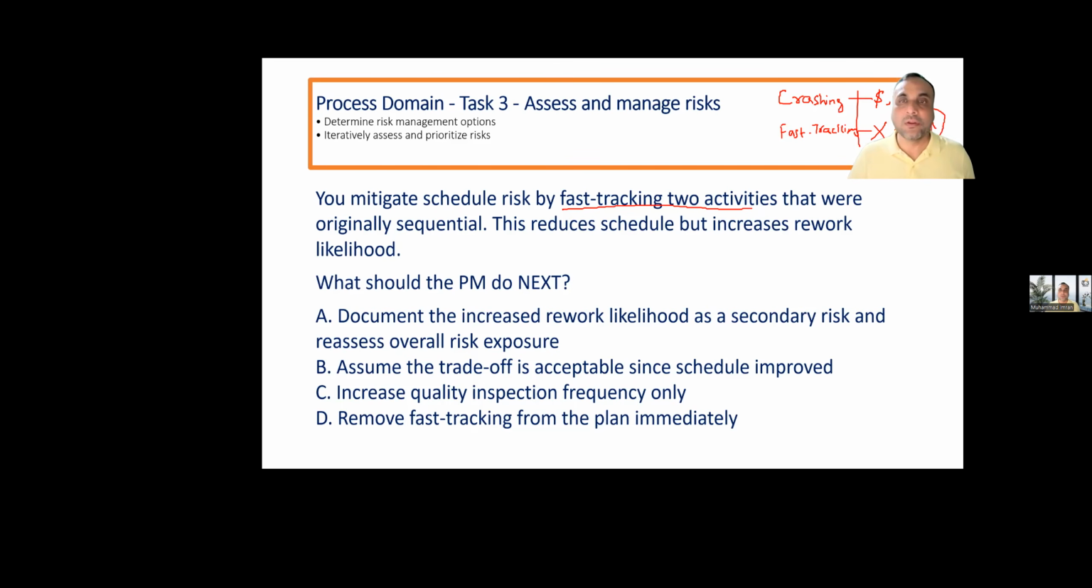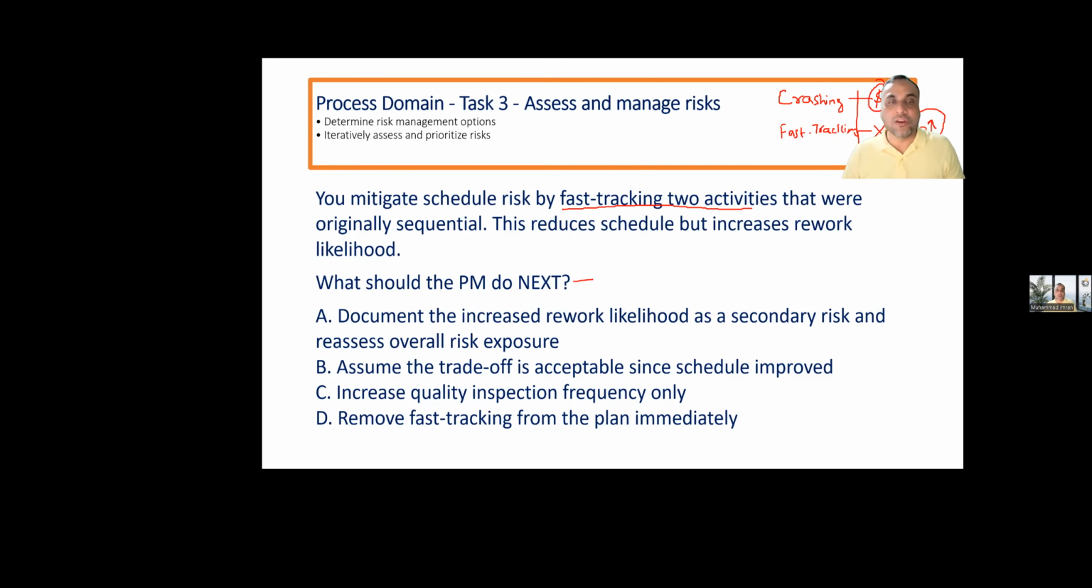So what have you added? You have added further risk to the project because you did not have resources. This reduces the schedule but increases rework risk. This is simple. What should you do as a PM? Document the increased rework likelihood as a secondary risk and reassess overall risk exposure. What is secondary risk? When you implement the response of a primary risk, because of that response, another risk arises that is called secondary risk. Assume the trade-off is acceptable since the schedule improved.